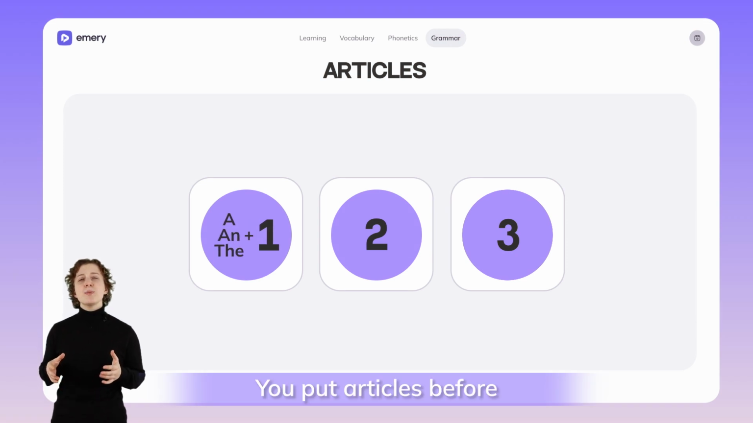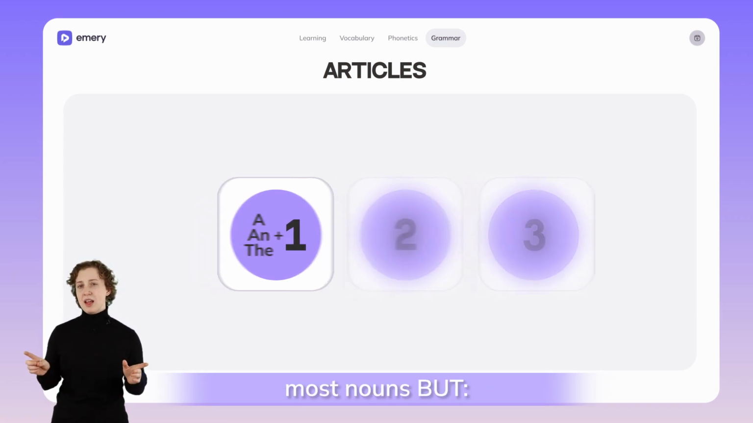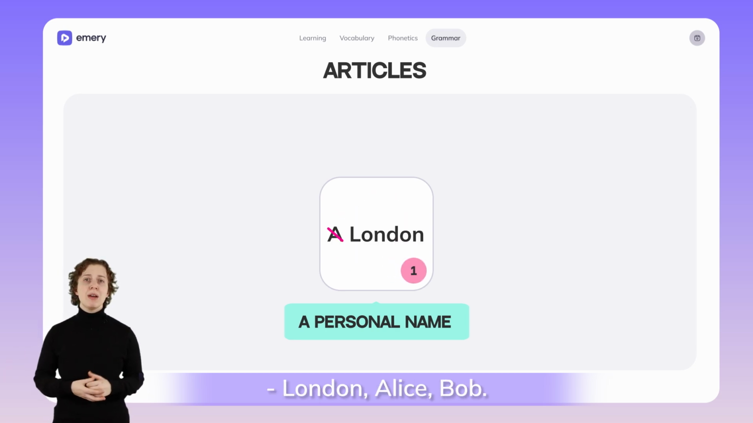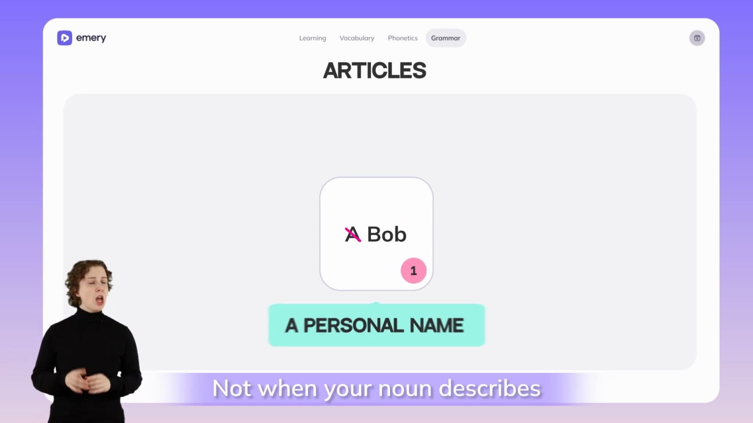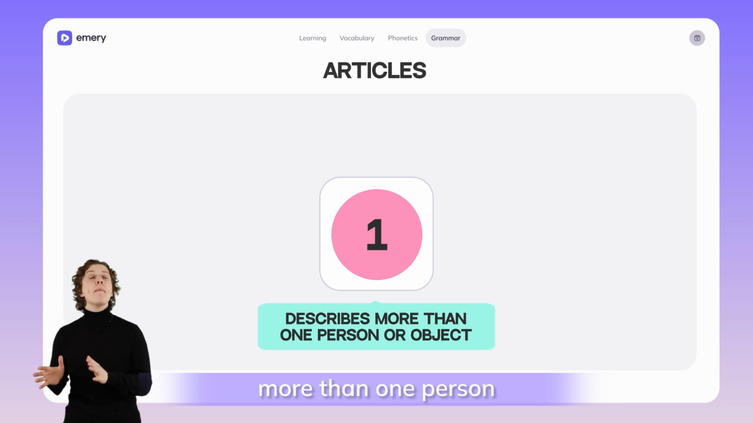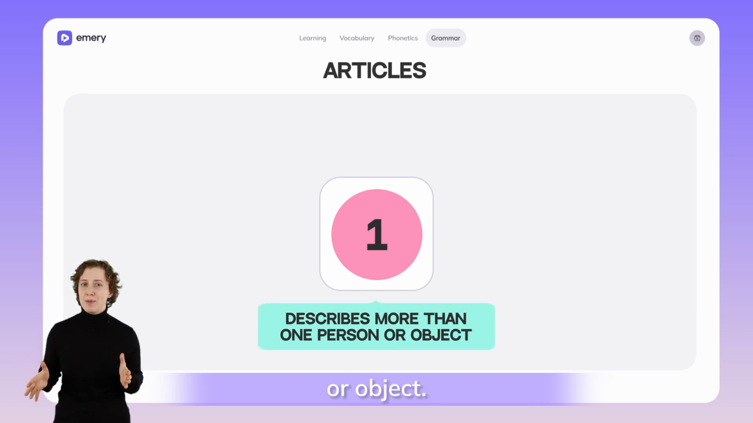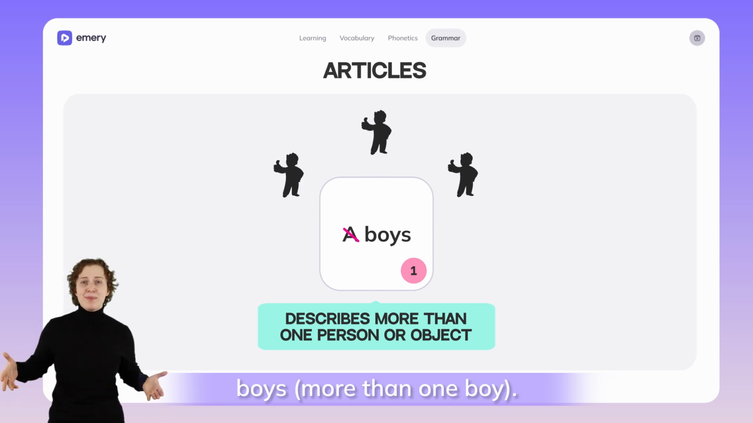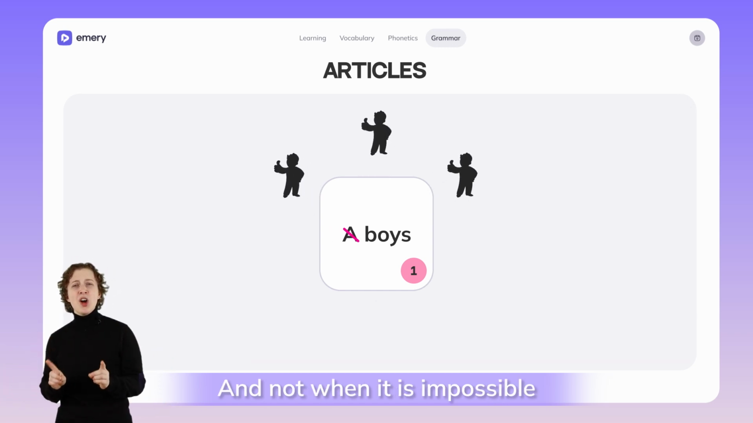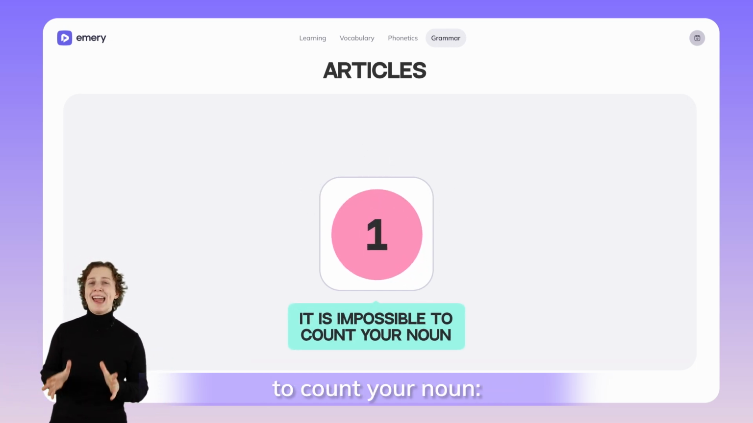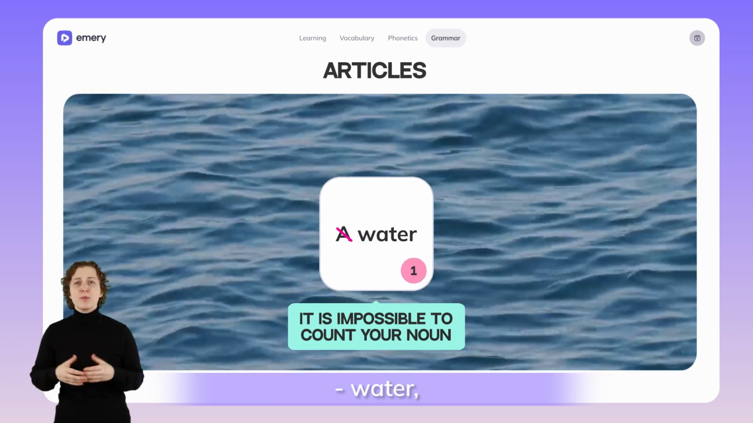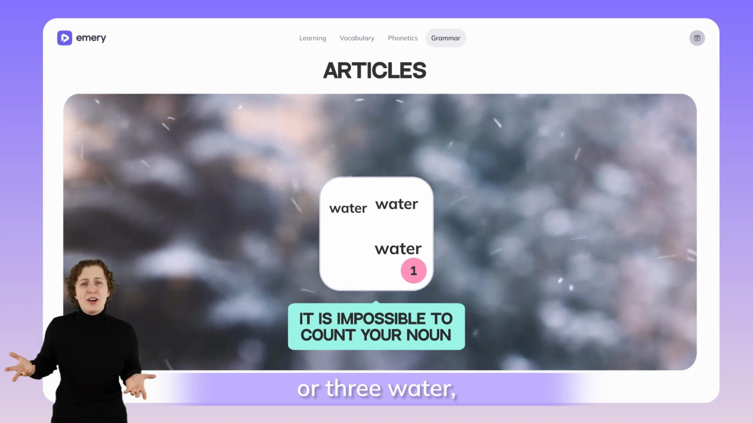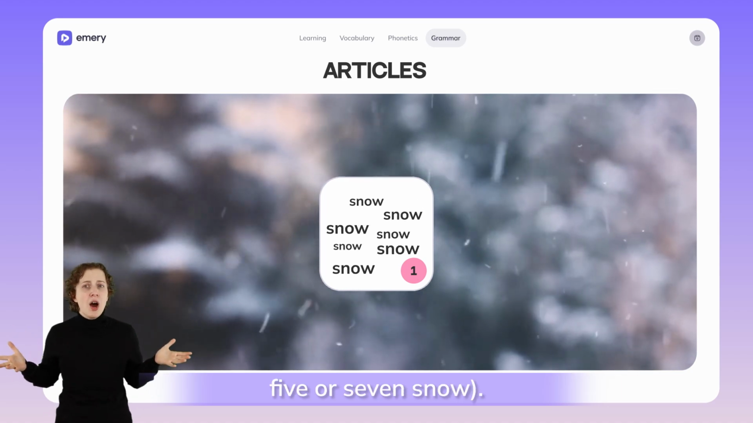You put articles before most nouns, but not when your noun is a personal name: London, Alice, Bob. Not when your noun describes more than one person or object: apples, more than one apple; boys, more than one boy. And not when it is impossible to count your noun: water, snow. You have no idea: 1 or 3 water, 5 or 7 snow.